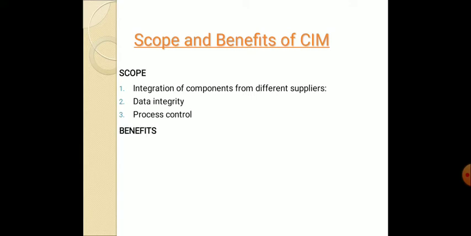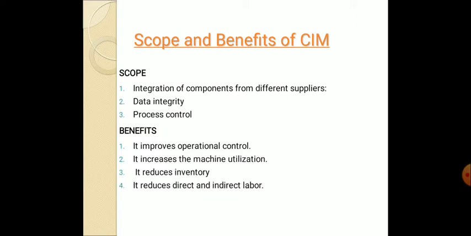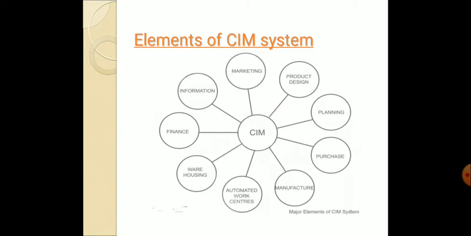Next one is the benefits of CIM. It improves operational control, it increases machine utilization, it reduces inventory, it reduces direct and indirect labor, and it reduces design cost. Next are the elements of a CIM system. This is the diagram related to the elements of the CIM system. It has marketing, product design, planning, purchase, manufacture, automated work centers, warehousing, finance and information. So all these systems are related to CIM.